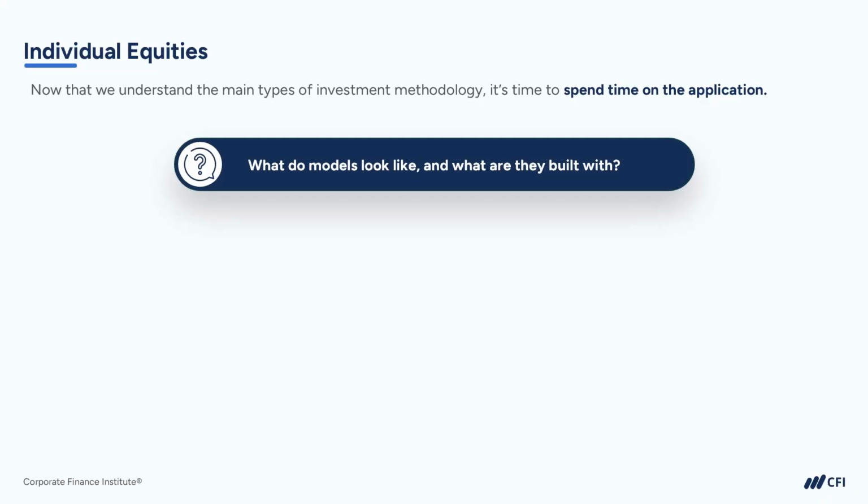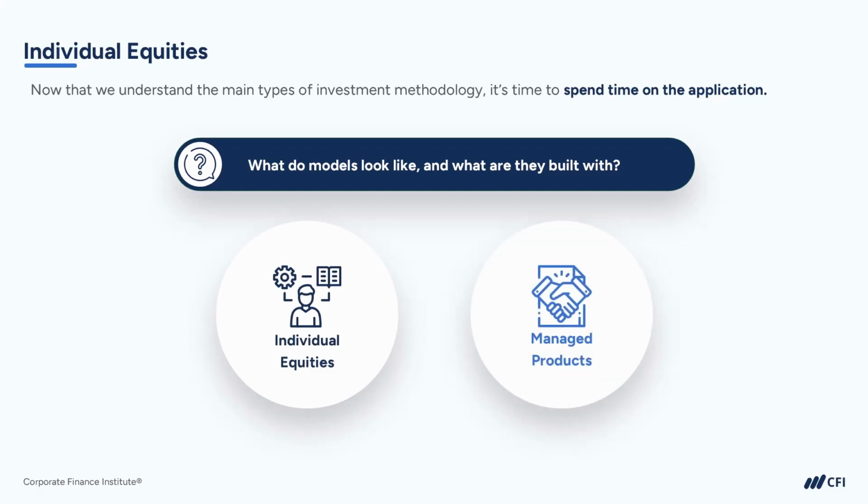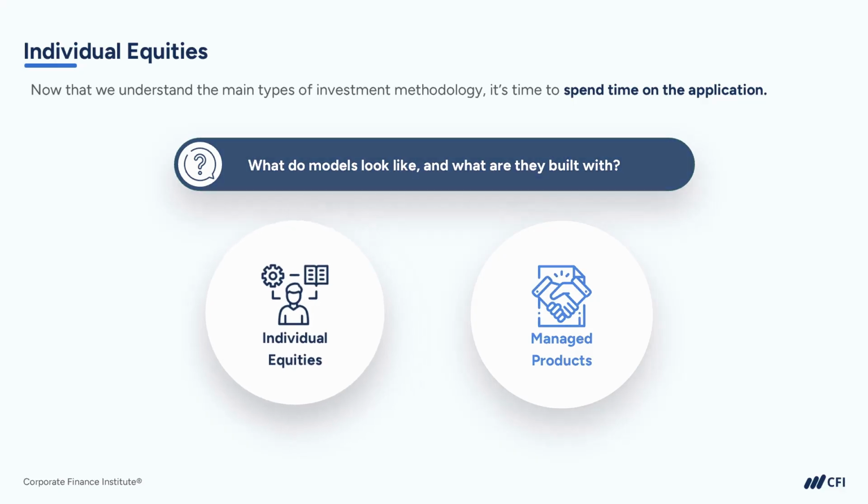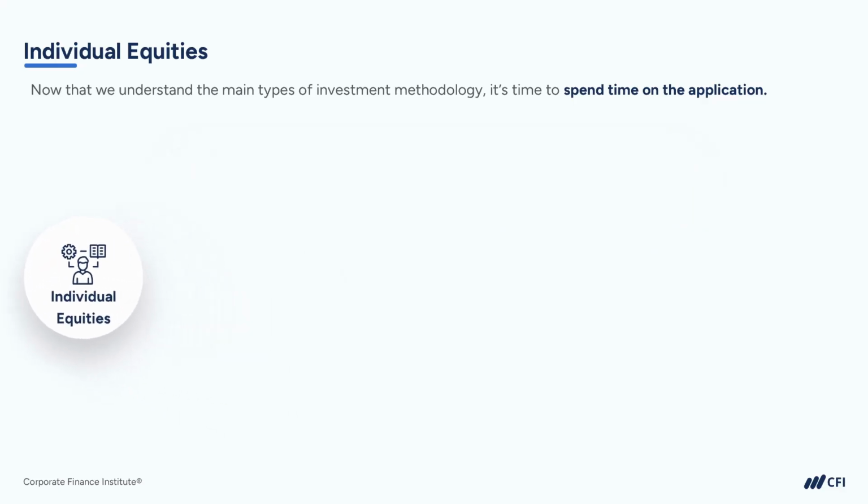Well, let's start with the basics, which are the building blocks that models are created with. At a high level, when creating an equity model to use with your clients, you've got two main categories of securities that are available to you. The first category is individual equities, and the second category is managed products. Let's quickly talk about these categories and the pros and cons of each, starting with individual equities.